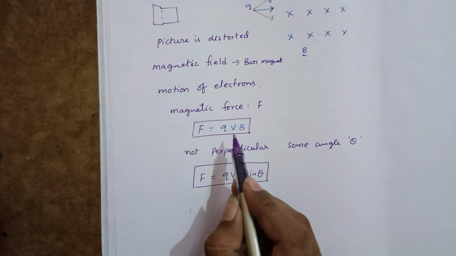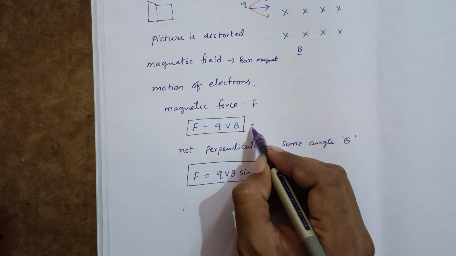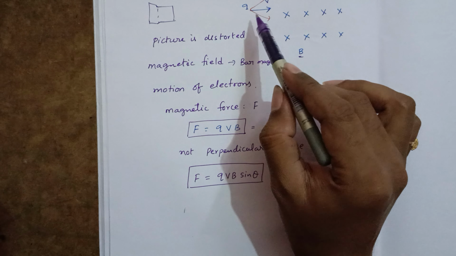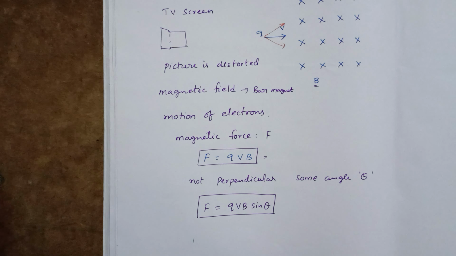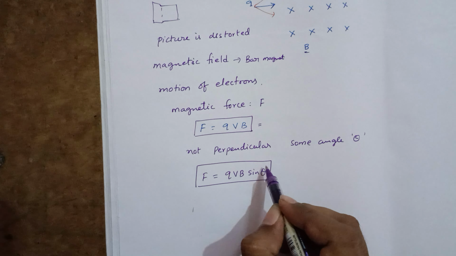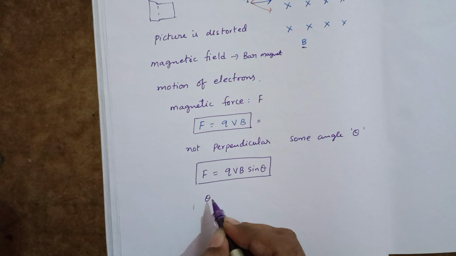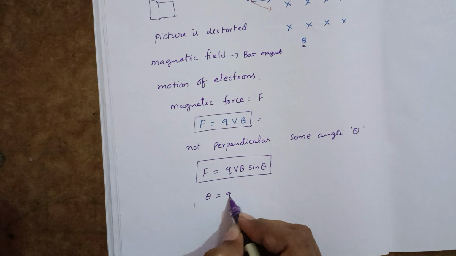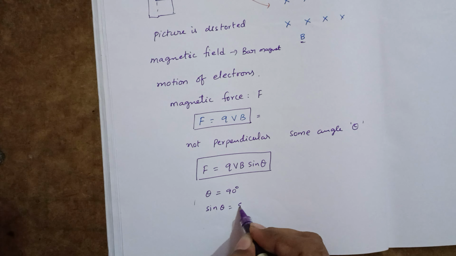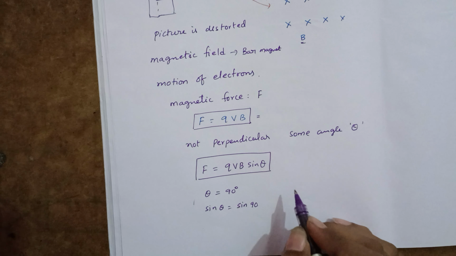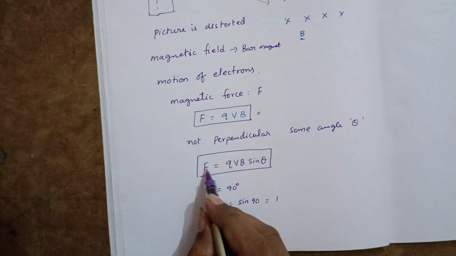Now what is the difference between these two formulas? F equal to QVB sin theta is the generalized formula. When the field and charge are perpendicular, we can use the simpler formula. When it is perpendicular, theta equals 90 degrees, so sin theta equals sin 90, which has value 1. So F equals QVB.